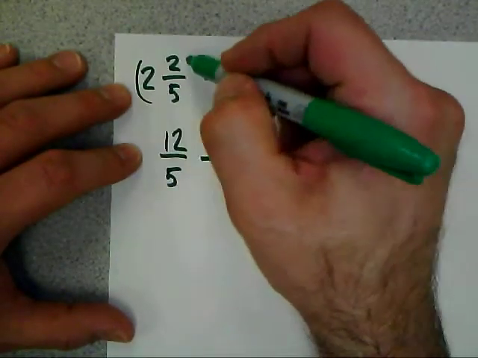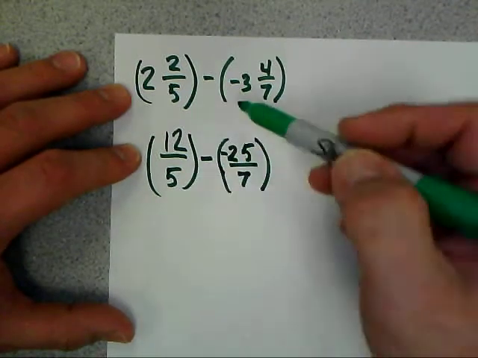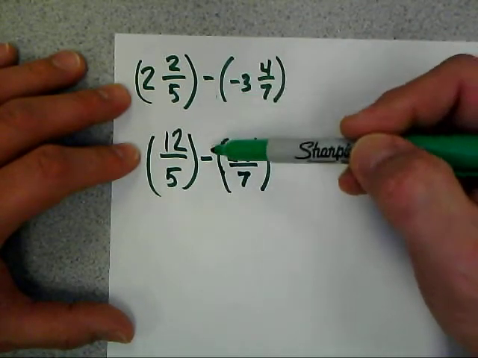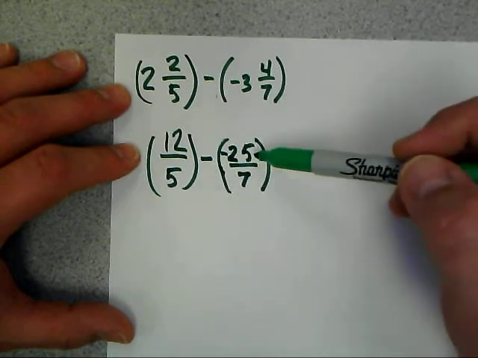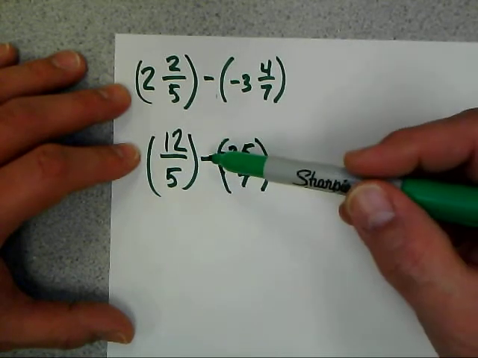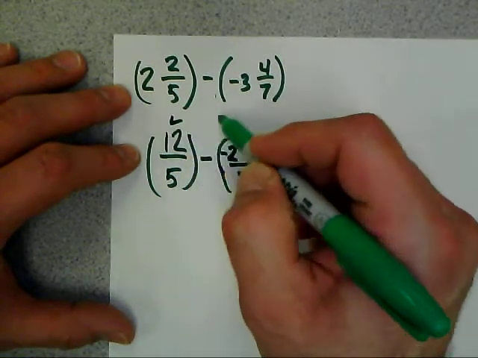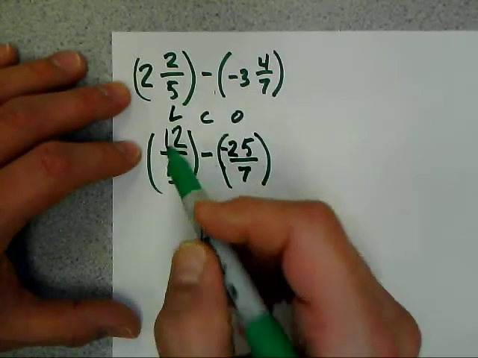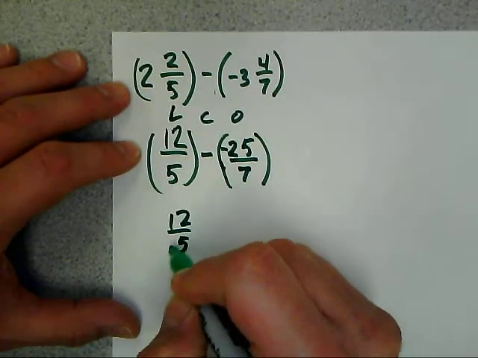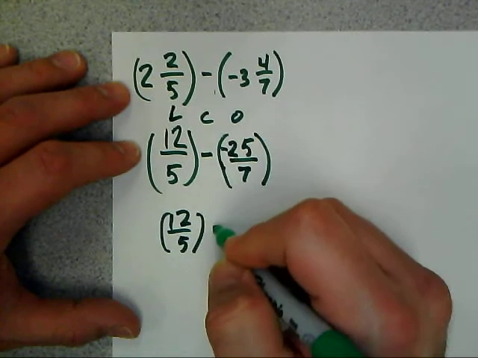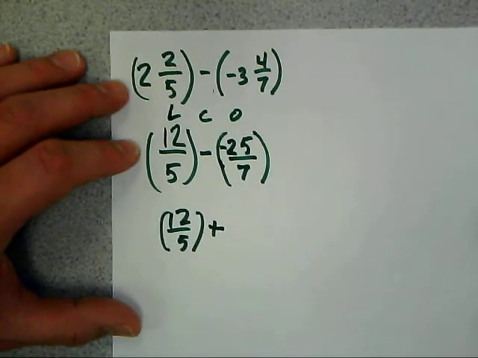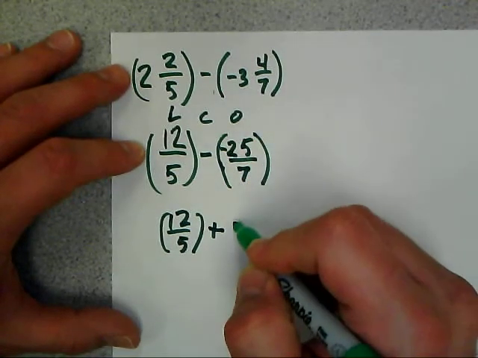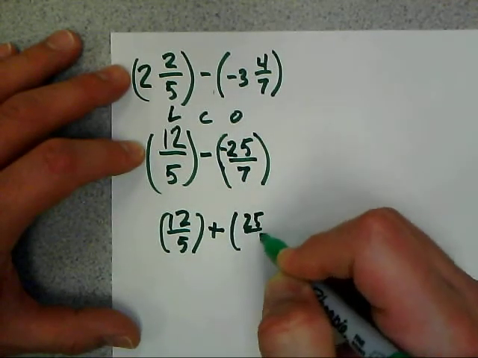For organizational purposes, you may want to just throw parentheses around so you understand that negative, that minus pops out to you very highly. So here we go. We're going to go ahead and leave, change, opposite. So LCO it. So we're going to leave 12 over 5. We are going to change the minus to plus, and we're going to do the opposite of negative 25 to 25.